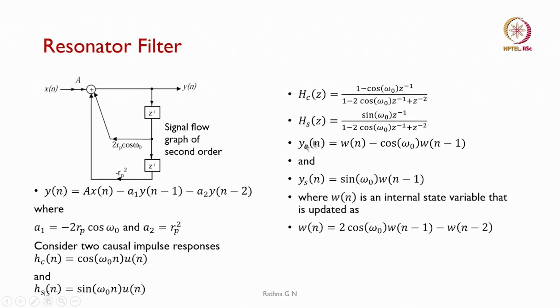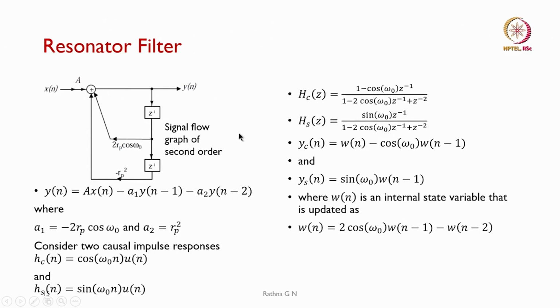Then yc of n is nothing but w of n minus cos omega naught into w of n minus 1, and ys, the sine function, is given as sine omega naught into w of n minus 1. Here w of n is an internal state variable that is updated using this equation: w of n is equal to 2 cos omega naught into w of n minus 1 minus w of n minus 2.